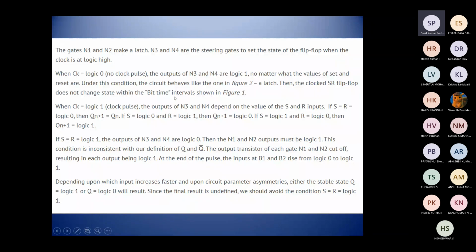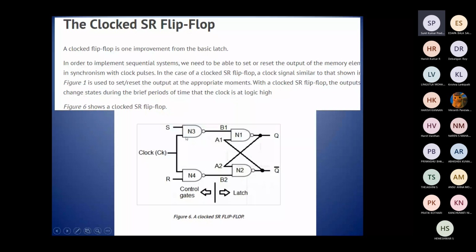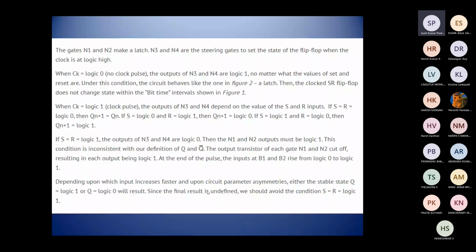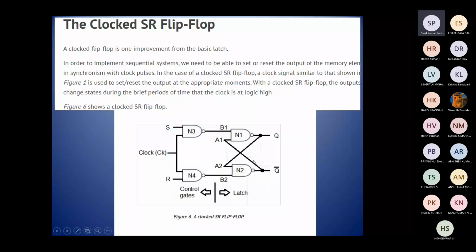Okay, the outputs of N3 and N4 are at logic 0. If S and R are logic 1, then the outputs of N3 and N4 are at logic 0. Then the outputs of N1 and N2 must be at logic 1. This N1 and N2 NAND gate output must be at logic 1.